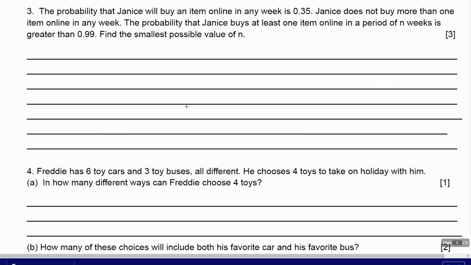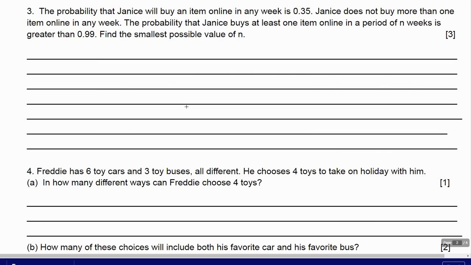All right. So tell me about number 3. The probability that Janice will buy an item online on any given week is 0.35. Janice does not buy more than 1 item a week in any week. The probability that Janice buys at least 1 item online in a period of n weeks is greater than 0.99. Find the possible values for n. Do you remember how to do this?